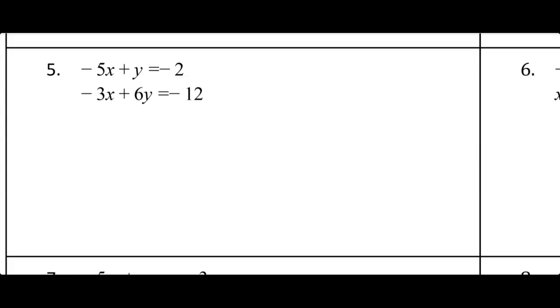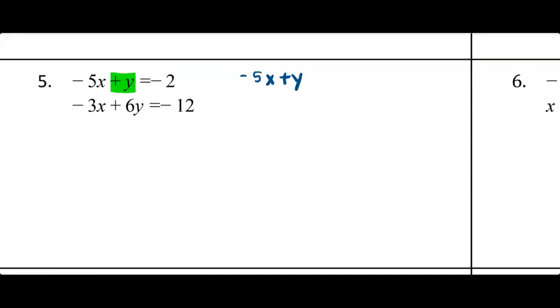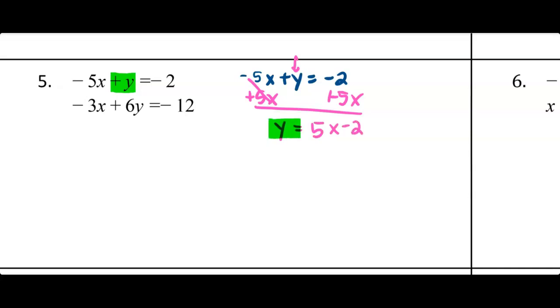So I noticed that in the top equation, this y has a coefficient of positive 1. And that is music to my ears because then I can say negative 5x plus y is equal to negative 2. I can then just solve for y by adding 5x to both sides. And then seeing that I have y equals 5x minus 2, now my y is by itself and I'm ready to substitute. And all it took was one little step.